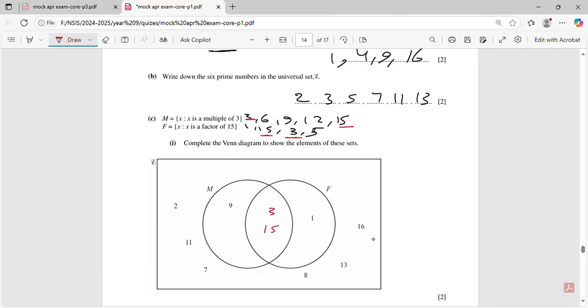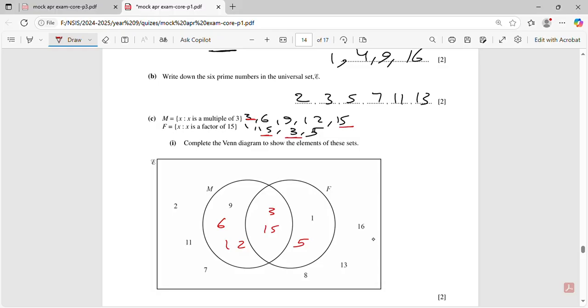What remains from F? It remains 1 and 5. There is already 1, so 5 remains. What remains in M? There's 9, and the remainder is 6 and 12. So I have to write 6 and 12. And of course, the important thing, you have to make sure that there are 16 elements we have. You have to make sure of that. So let's count, because most of the time, most of you forget about the remainder of the numbers. 1, 2, 3. Where is 4?